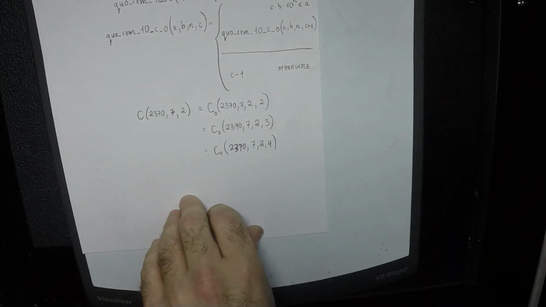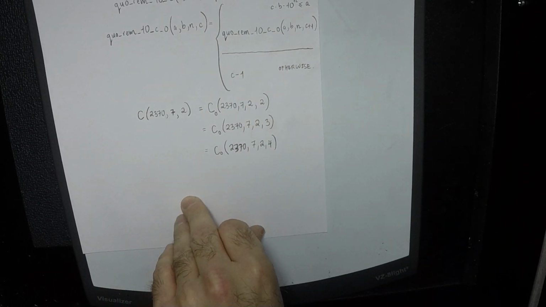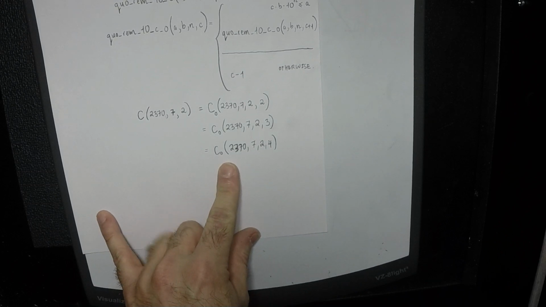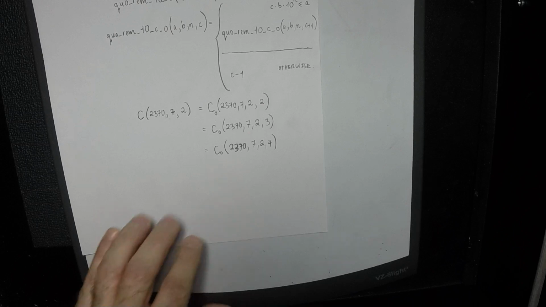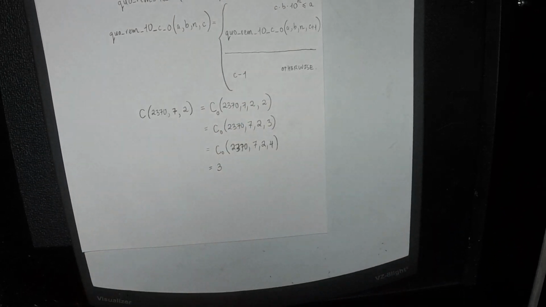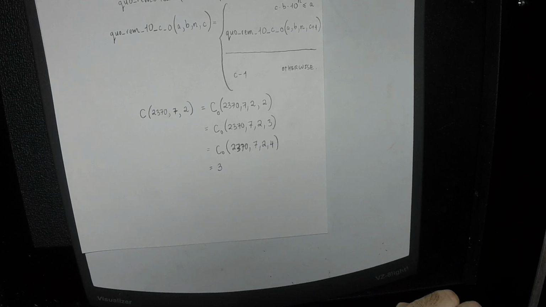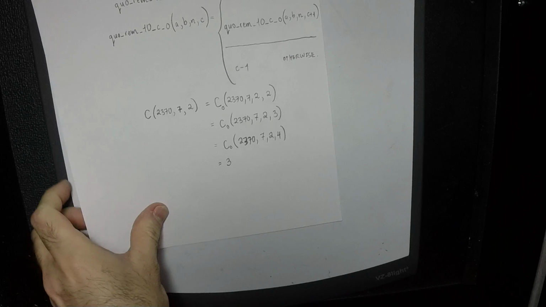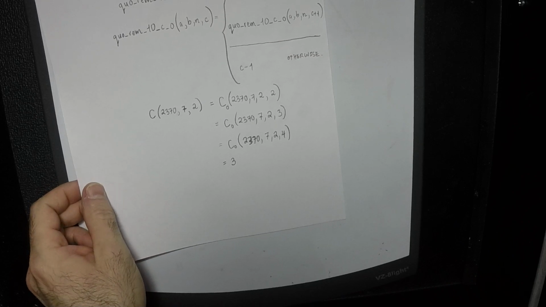Can you take away 4 700s? No, that's too many 700s. So what's the maximum number of 700s you can take? 3. And of course, that's in agreement with what we wrote on the previous pages.